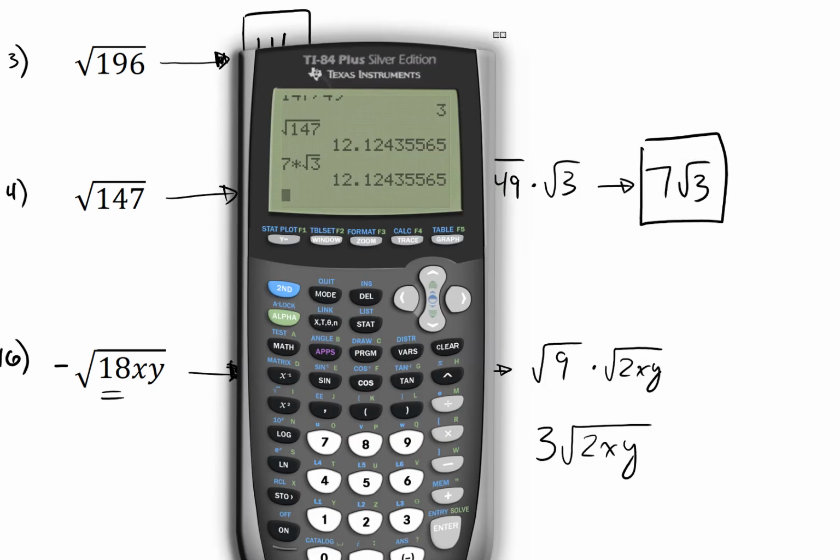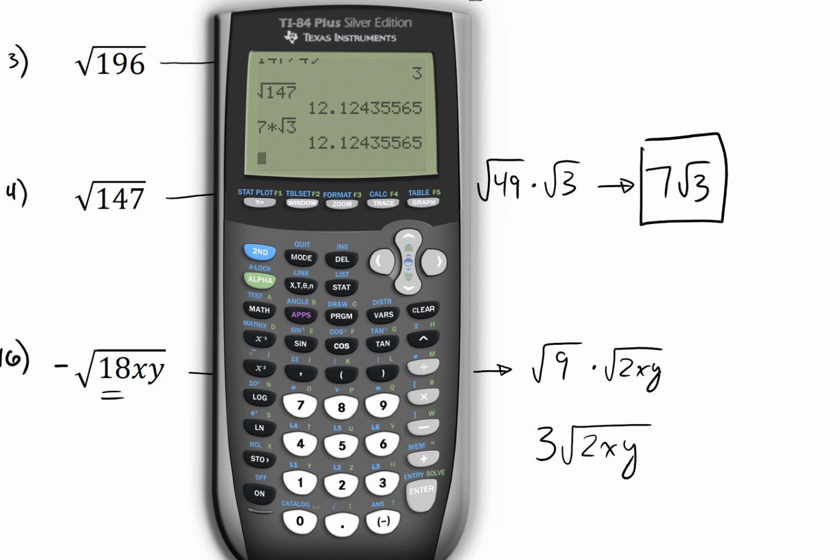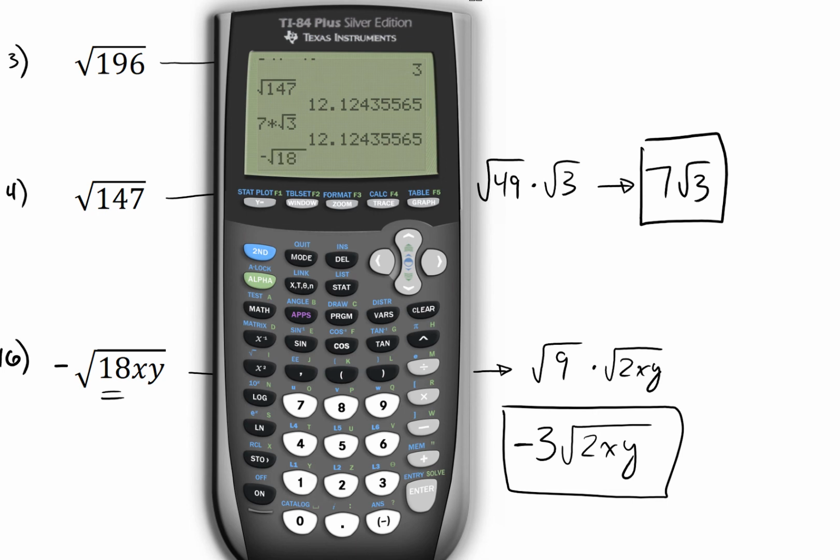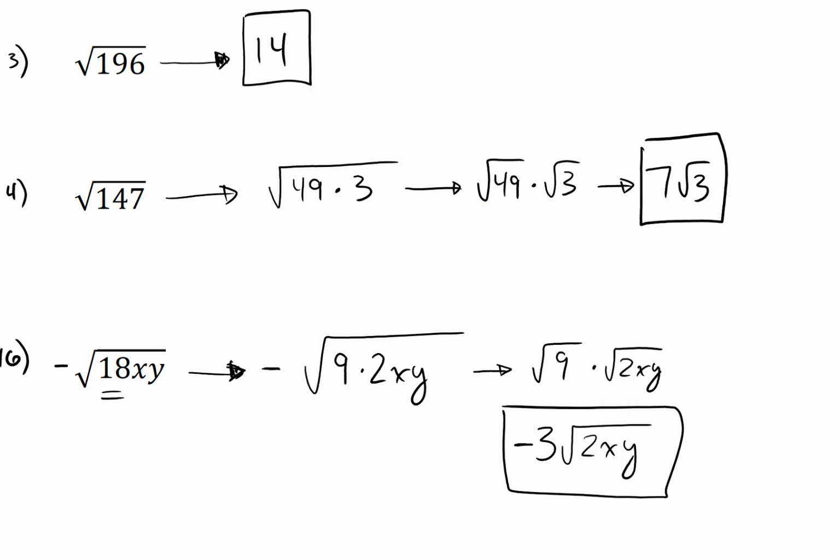I can't really check that with the variables, but I can compare root 18. Oh, I forgot it was negative. That's important. So I can compare negative root 18, the opposite of the square root of 18, with the opposite of 3 root 2. So I'm going to enter the opposite of the square root of 18, and you can see I get negative 4.24. And I'm going to compare that with the opposite of 3 times the square root of 2, and I get exactly the same thing. So this is simplified radical form.